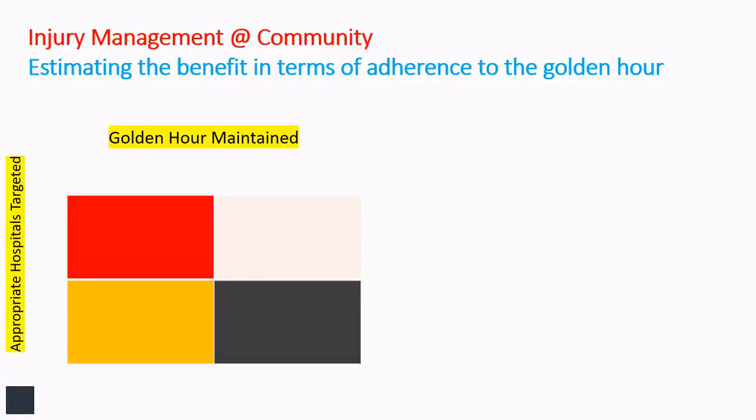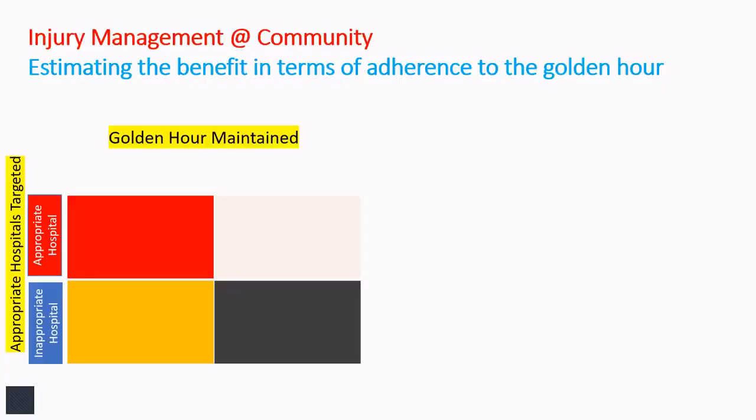Now, how do we manage by taking these two components, an appropriate hospital and maintenance of the golden hour? If we look at the appropriateness of the hospital, it can be further categorized into two categories: the hospital is appropriate for that particular kind of injury, or the hospital is inappropriate for treating that particular kind of injury.